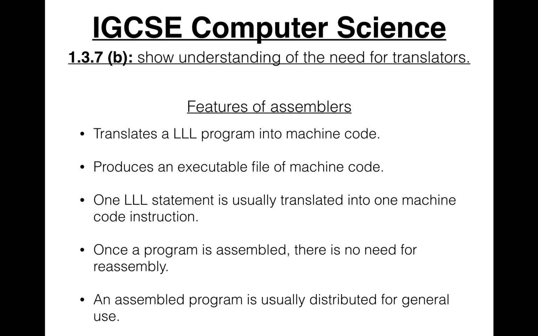Features of assemblers. Translates a low-level language program into machine code. Produces an executable file of machine code. One low-level language statement is usually translated into one machine code instruction. Once a program is assembled, there's no need for reassembly. So instead of compilation, it's assembly. And an assembled program is usually distributed for general use, just like compiled programs or executable programs in compilers.